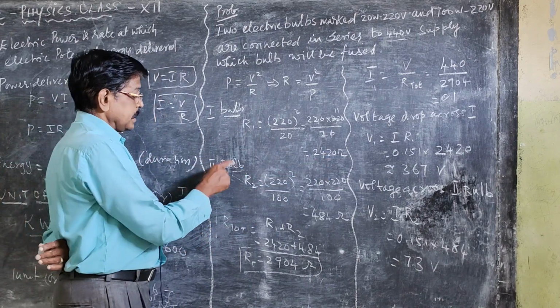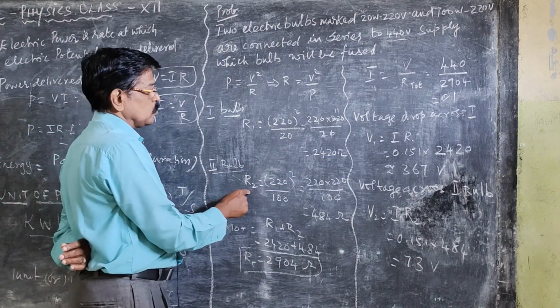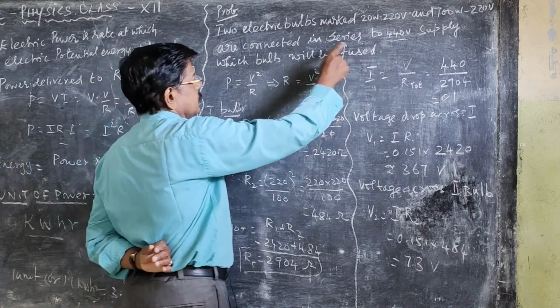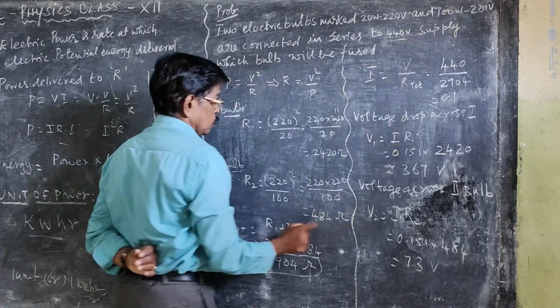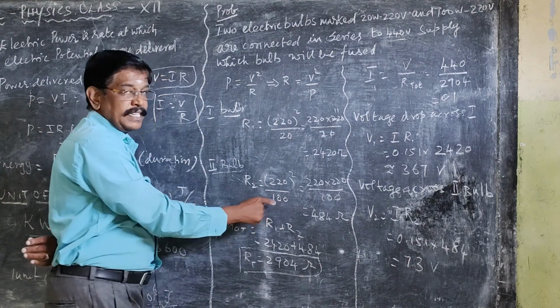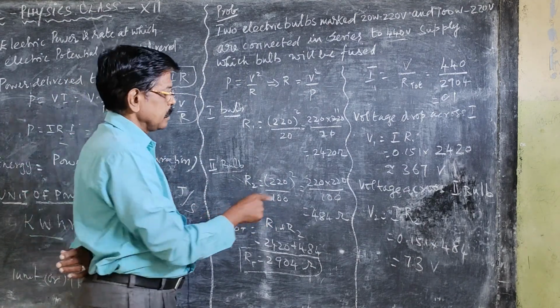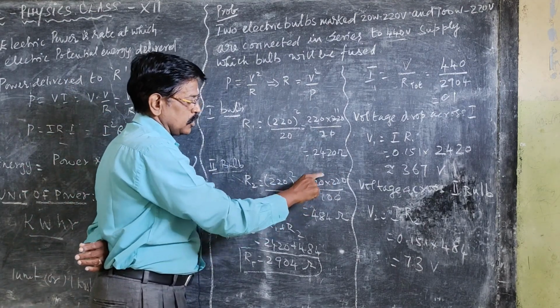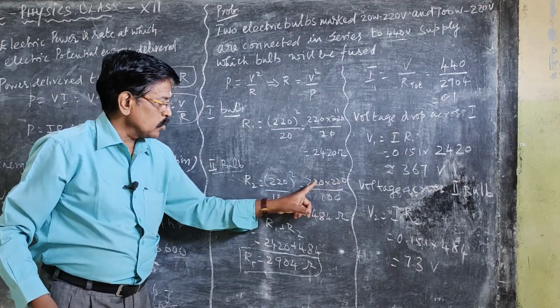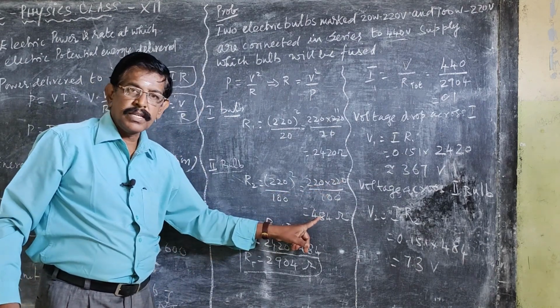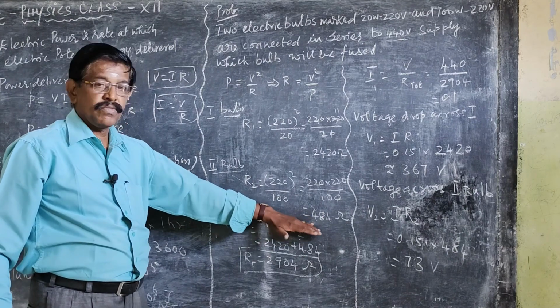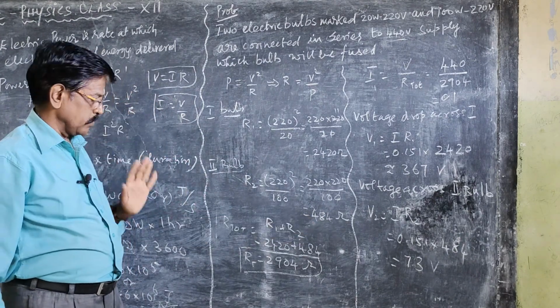Okay, the second bulb R2 equal to again V square by P. For this second bulb also the voltage is 220 square by 100 here, because power is 100. So 220 into 220 by 100, 2 zeros will get cancelled. So 22 into 22 is nothing but what? 484. So the resistance of the second bulb is 484 ohm.